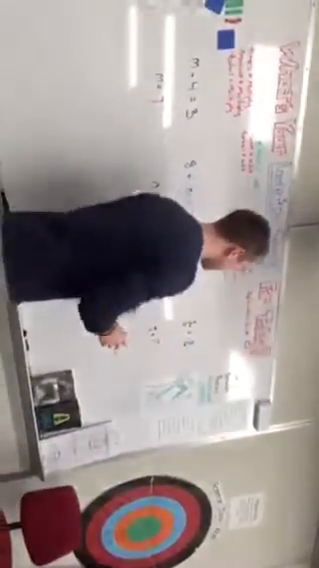4y equals 20. 4 times what equals 20, Paige? 5. Very good. And t divided by 6 equals 2. What would t be? What divided by 6 equals 2? 12. Pretty simple, right? Okay.